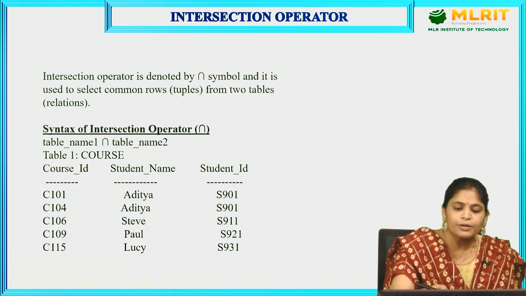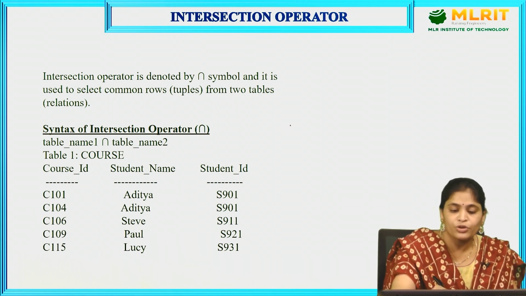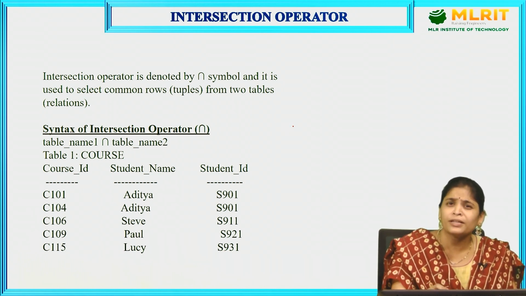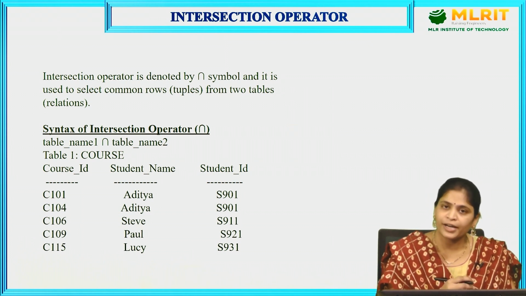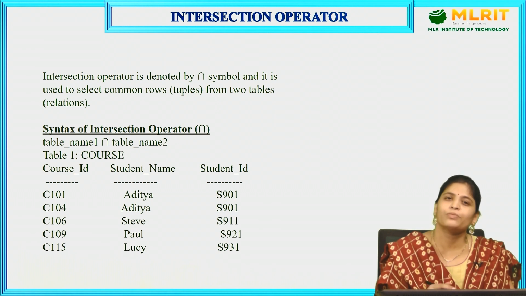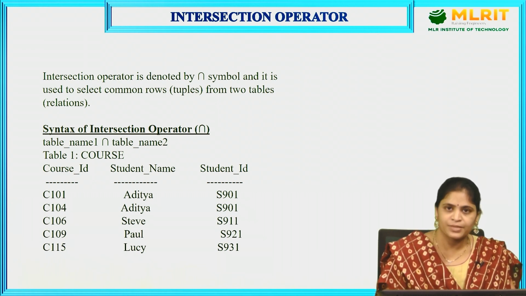So the division operator, left outer join and right outer join are nothing but derived operations. Intersection also comes under derived operations. The joins concept will be discussed very briefly in the coming sessions.